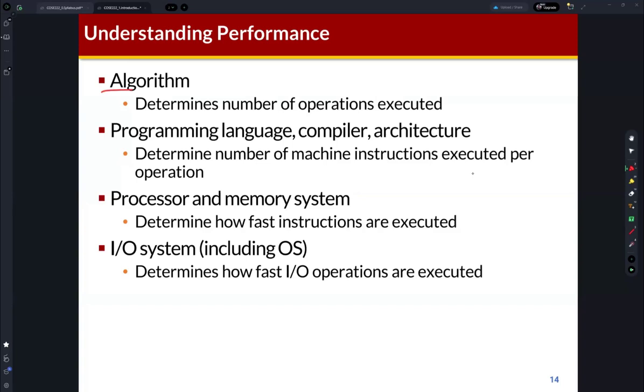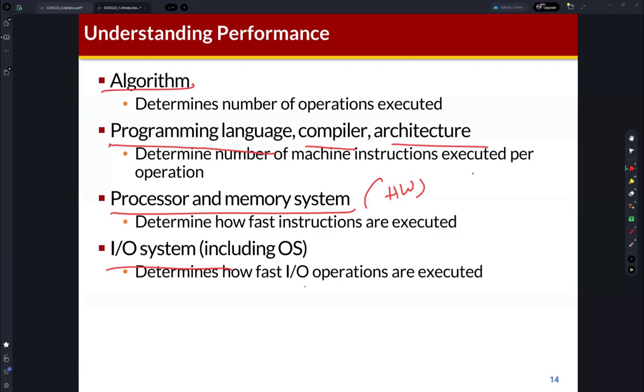You can find the algorithm, programming languages, compiler, architecture, processor and memory system, which is the hardware part, and then the I/O system such as operating systems. It is because a single computer system is composed of many different components or layers, and these layers determine the performance of computer systems.